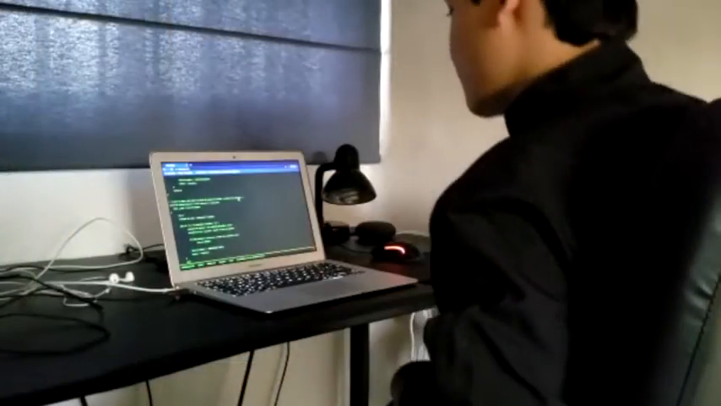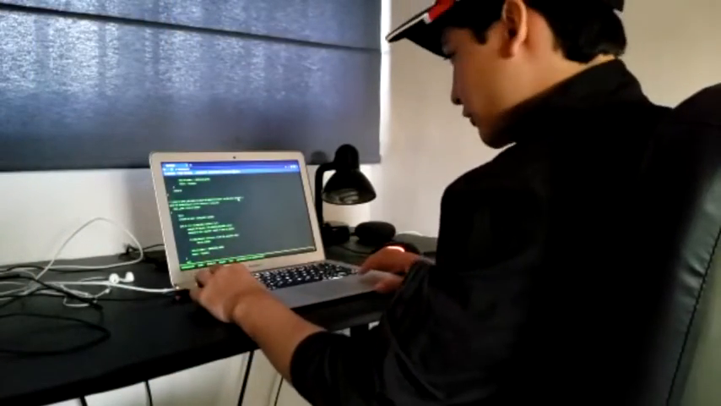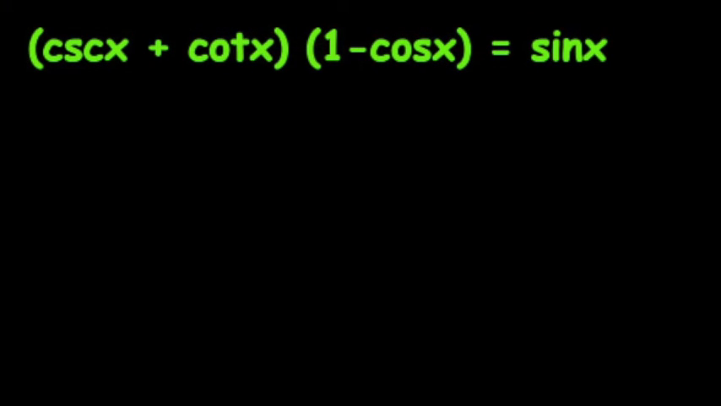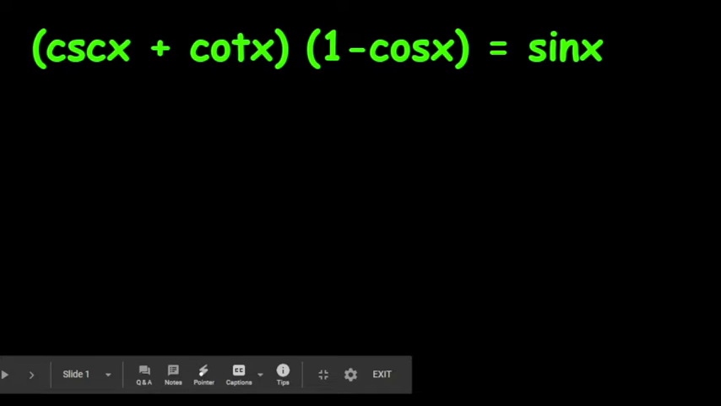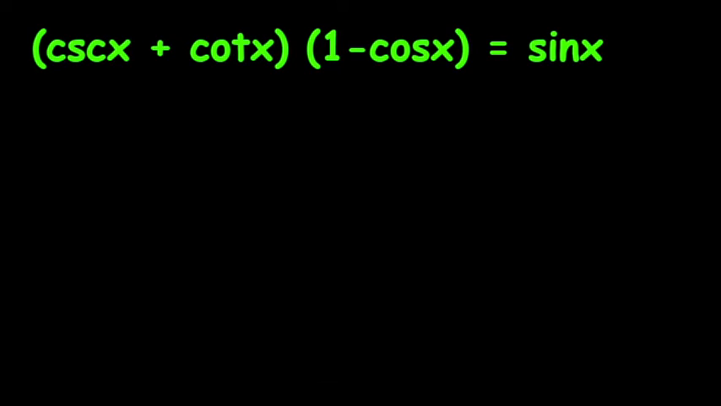I'll leave the next one to you, Gonzalo. Okay, what's the question? Question 2. Cosecant of x plus cotangent of x times 1 minus cosine of x equals sine x. 5 minutes remaining. Jeez, what should I do now? Identities maybe. I should remember the skills I practiced to remember all of the identities.